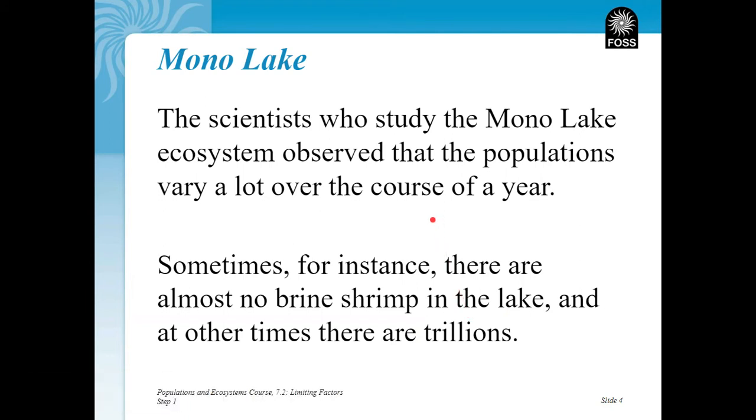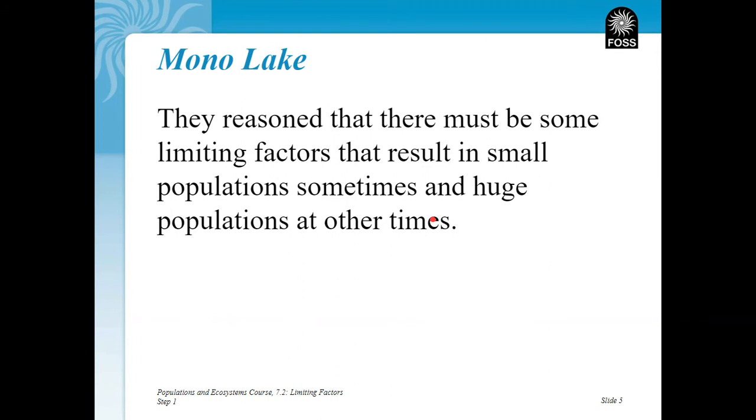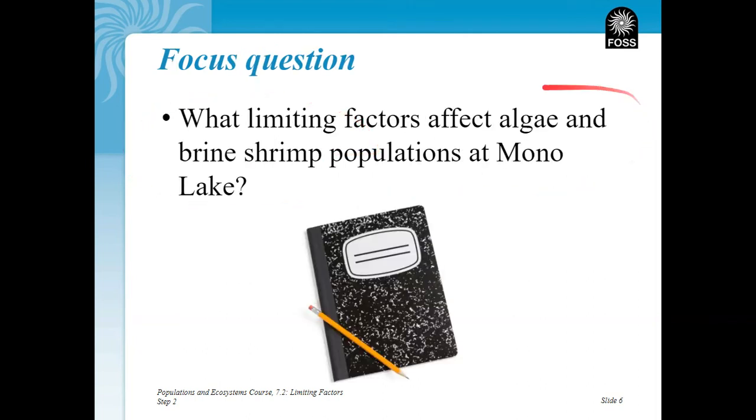So immediately, scientists were like, "Well, wait a minute. Why is that?" So they guesstimated, or they reasoned. They said, "Wait a minute. There's got to be some reason why," and they called these reasons limiting factors. There's got to be some reason why the populations are small sometimes, and other times they're ginormous. They're huge. So they try to determine, well, what is it that's causing it? What are these limiting factors? So there's our focus, our essential question. What are the limiting factors that affect algae and brine shrimp populations? What are the reasons, really, why they're zero sometimes, and sometimes there's trillions of them, literally tons of them?